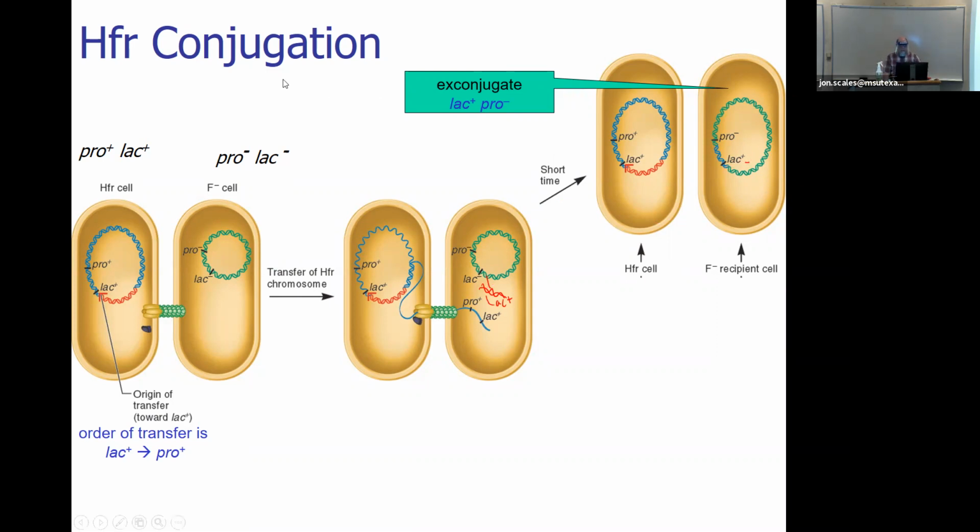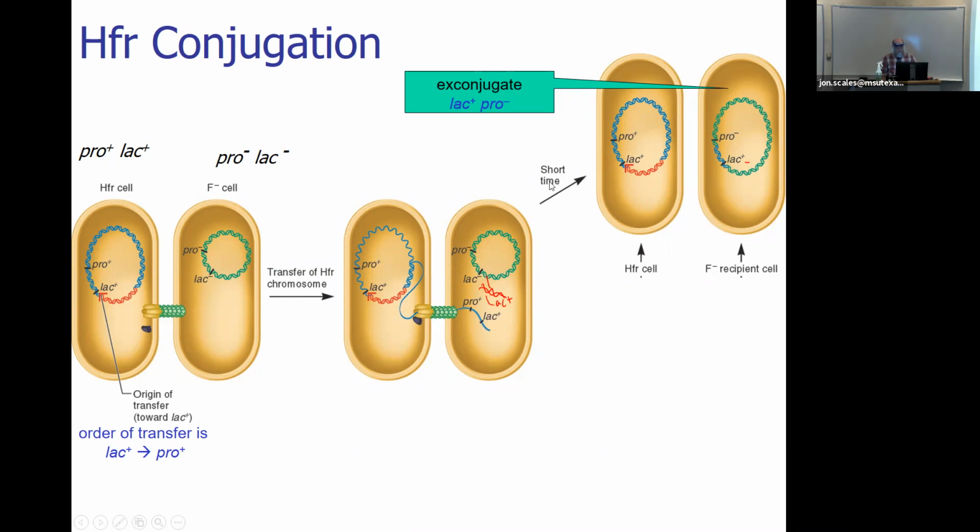And that's why these cells were called high frequency of recombination. They caused a whole lot of recombination because they never put the whole thing in. If you put the whole thing in, it won't recombine. It would just have two genomes, okay? So just because it puts in a little chunk, it recombines. Not every chunk recombines. Only a certain small percentage of them recombine, okay? But you can detect it.